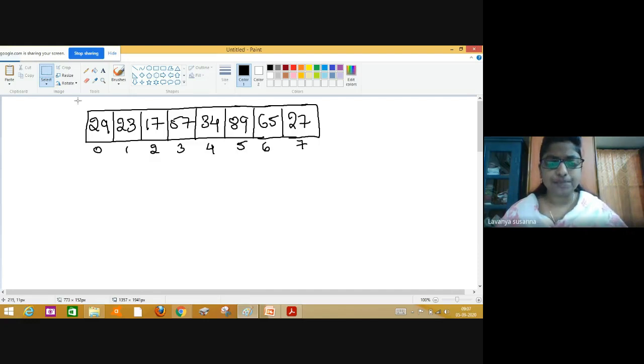Before explaining the quicksort, I will explain some basics. Just wait, don't write those basics, I will just explain them. These are just basics. Don't write, just write down the elements. That's all.